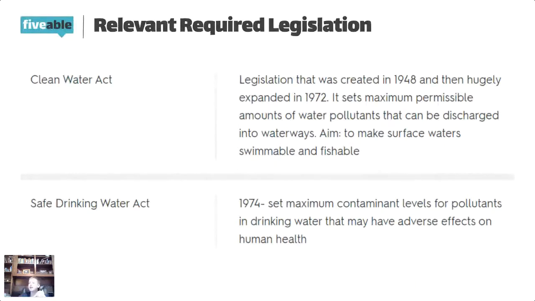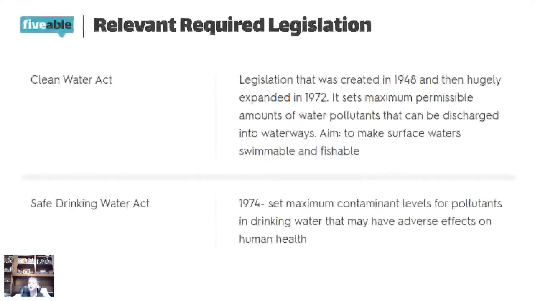In 1974, we set the maximum contaminant levels for pollutants, which basically said no pollutants, no heavy metals, no toxic things in our drinking water. Because we're seeing studies in the 70s that are saying, whoa, these things in our drinking water are causing cancer and birth defects and all sorts of horrible, nasty, awful things that we don't want in our drinking water.